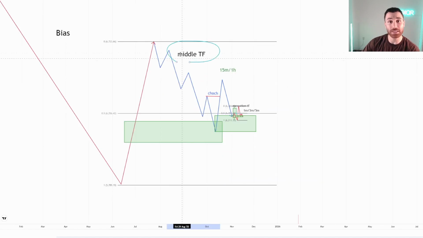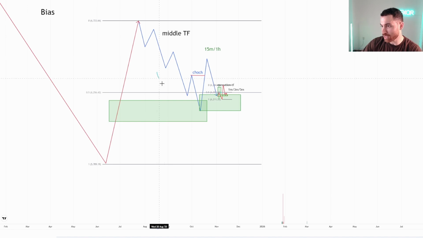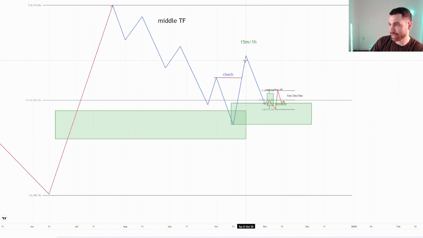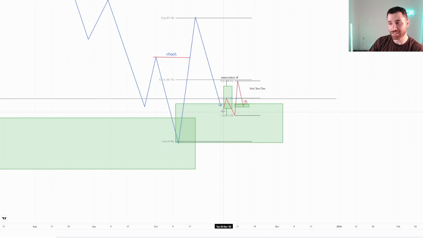Then you go to your middle time frame. It's going to be on 15-minute time frame and 1-hour time frame. Again, most of the time on 15-minute time frame. As you can see, you went below the 50% into your POI here, and you had your CHoCH. Now you imagine you're up here. You're waiting for the price to go below the 50% and hit your POI, which in this case it does. Now you wait for your displacement candle like this, and then you go to your execution time frame.